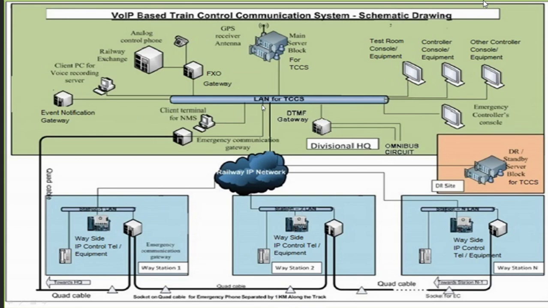And at the ASM room, you will have a LAN extender which will extend the LAN from your OFC hut, and an IP telephone console for your station master. And you will have a 4-port FXS gateway to extend analog telephones in the way station. So these telephones will work on 48 volts DC. So this is the connectivity.